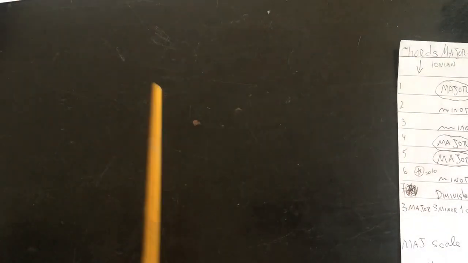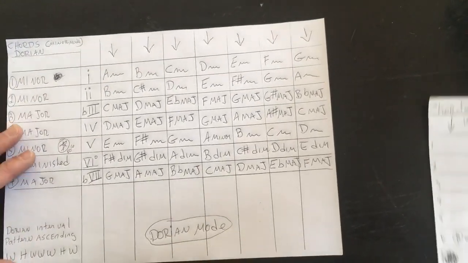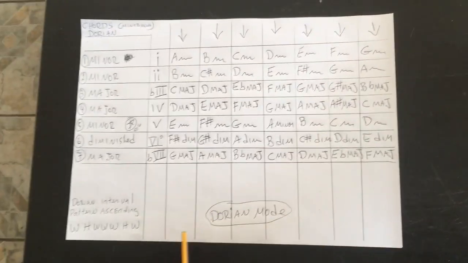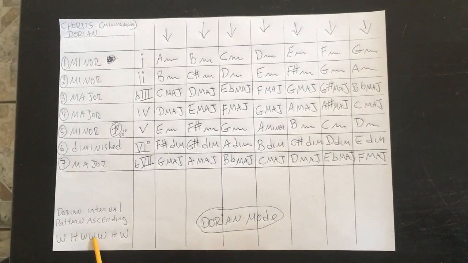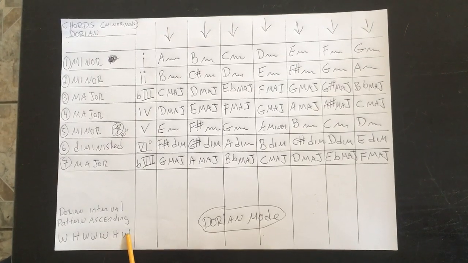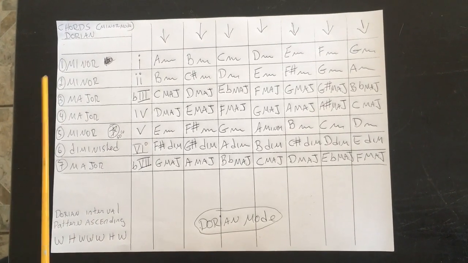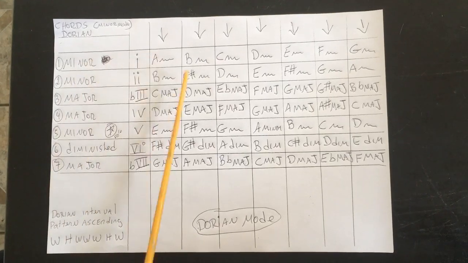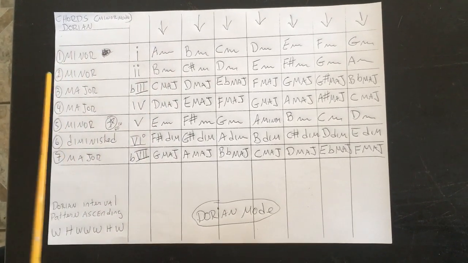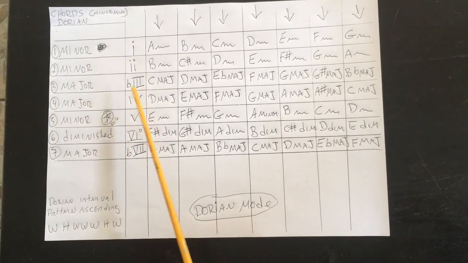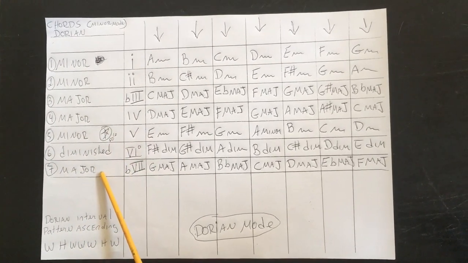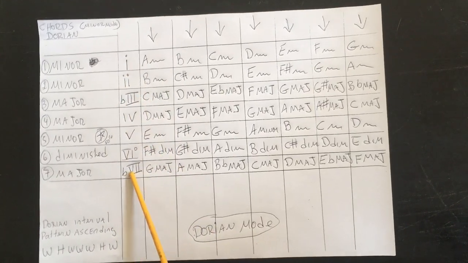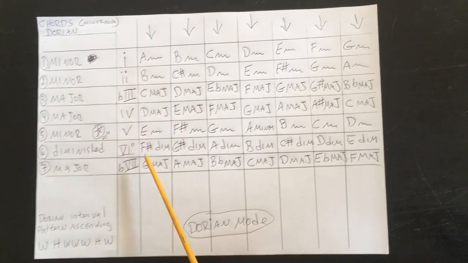Now, let's go over to the Dorian mode. The Dorian mode works the same way, but it's a little different. Here's your intervals. You have whole, half, whole, whole, whole, half, whole. The 7 chords corresponding to the 7 notes of this scale: your first one is minor, second minor, third major, major, minor, diminished, and major. Those are your 7 chords there.